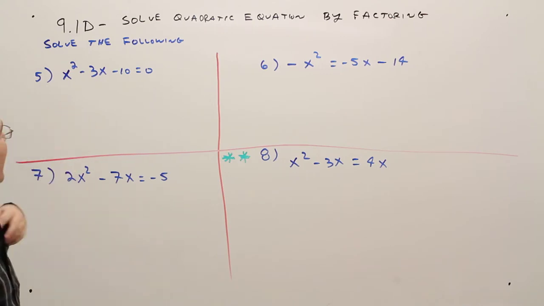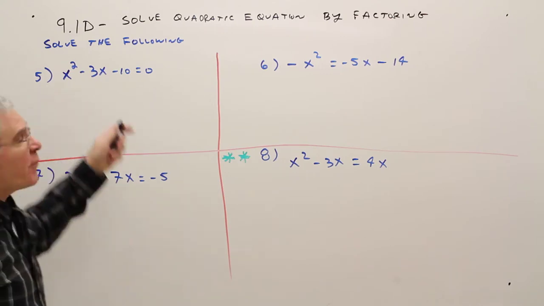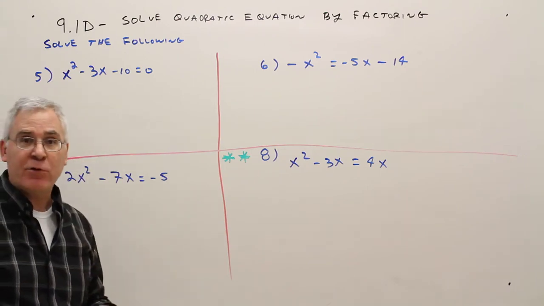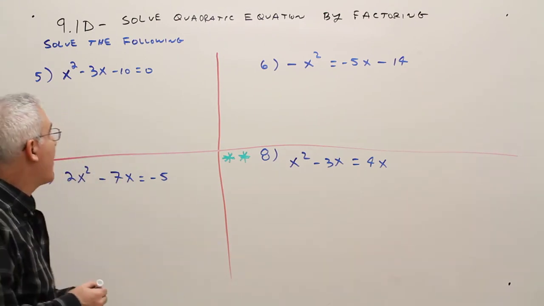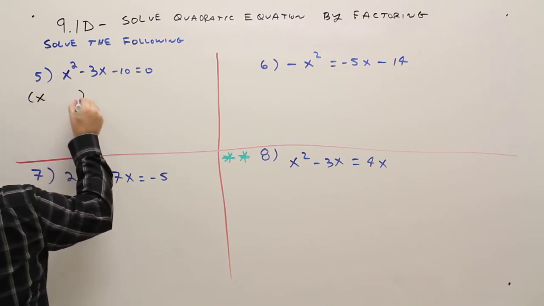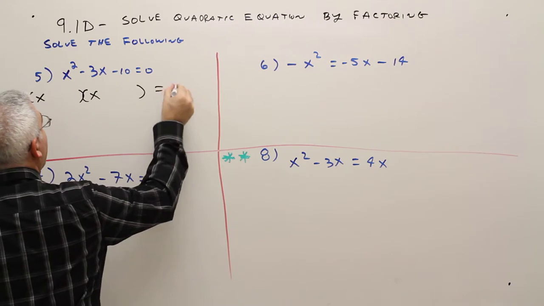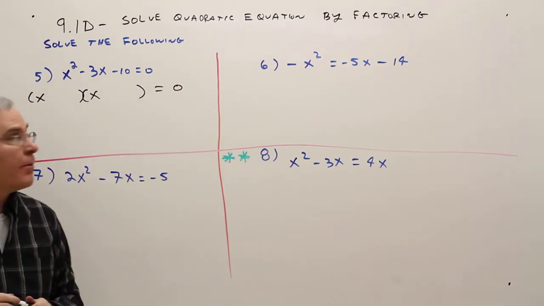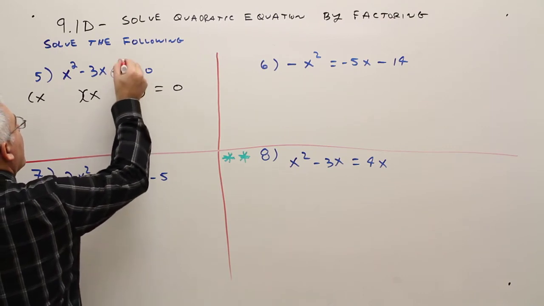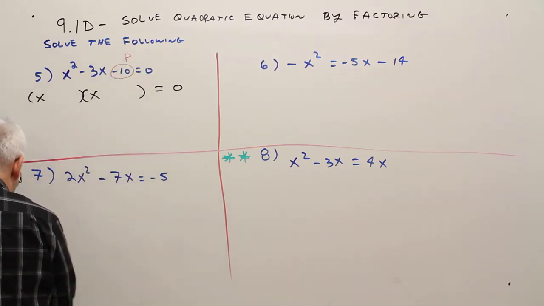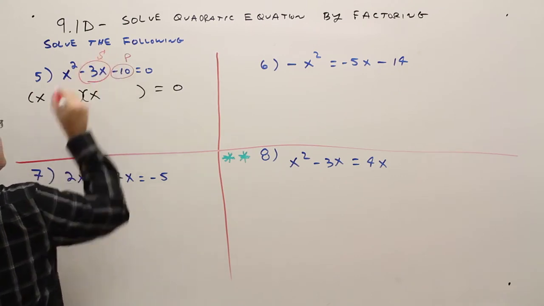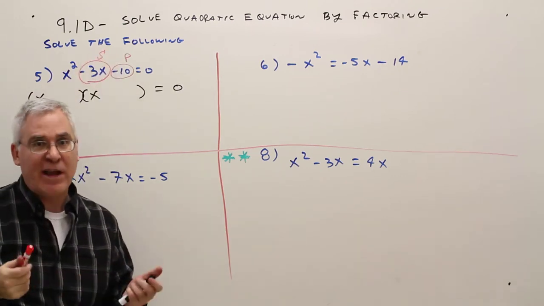All right, so solve the following. Notice we've got a quadratic equation in standard form. The lead coefficient is 1. We want to do basic factoring. So for my template, I'm going to say (x something)(x something) equals 0. Then I'm looking for two numbers that have a product of negative 10 and a sum of negative 3x, or negative 3.